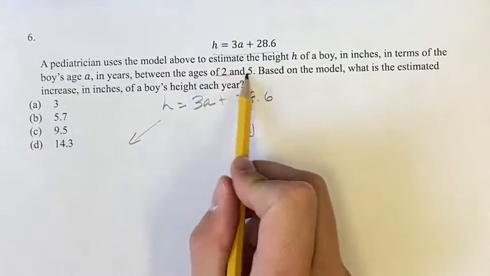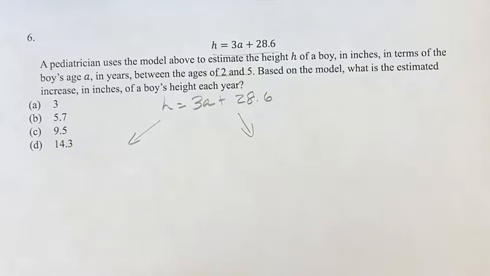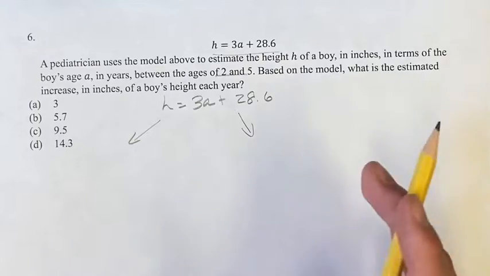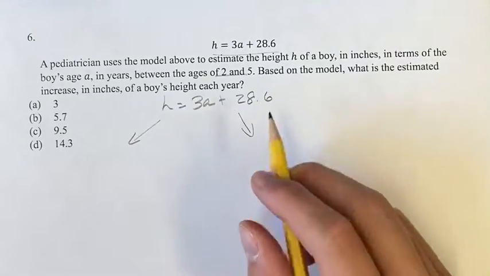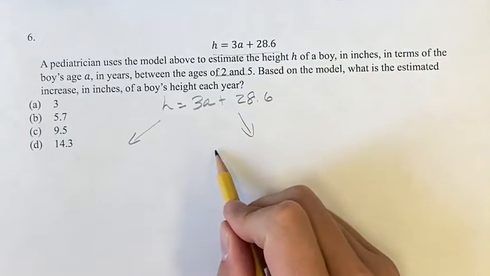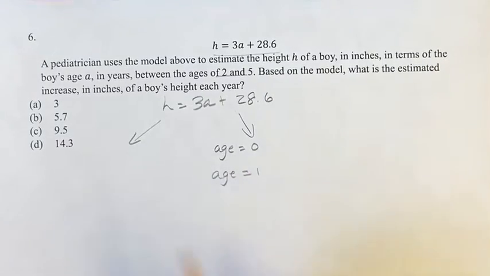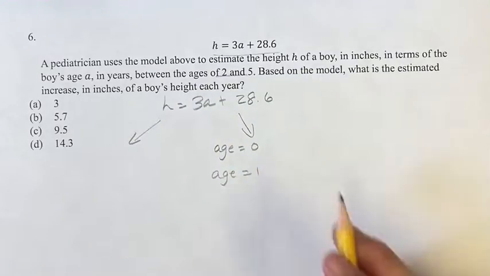It says between the ages of 2 and 5, so if you want to plug in those values, that's fine. You could plug in 3 and 4 or something like that. But it's a linear equation, so the increase per year, which is the rate of change, is not going to be any different when you're in 0 to 1 and 3 to 4. So plugging in for when the age is 0 to the age is 1, we're going to be looking at what is the increase from 0 to 1.